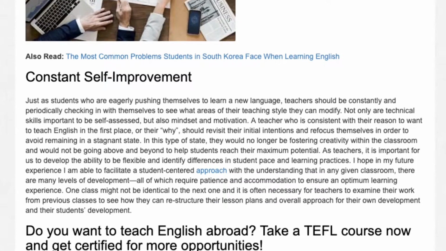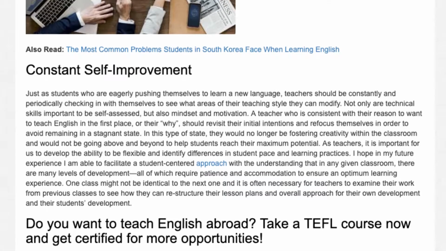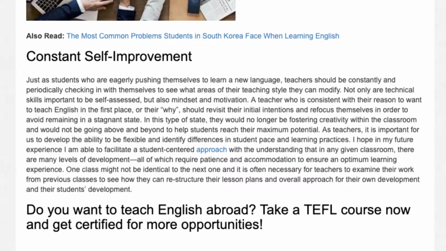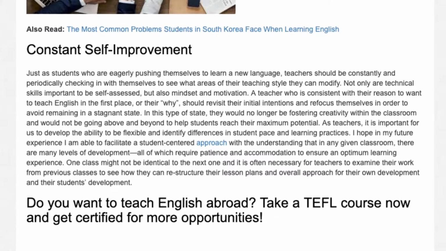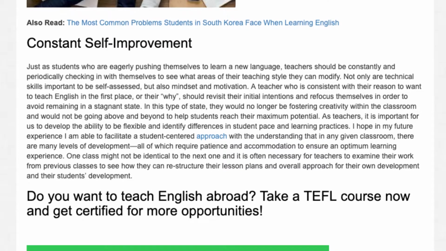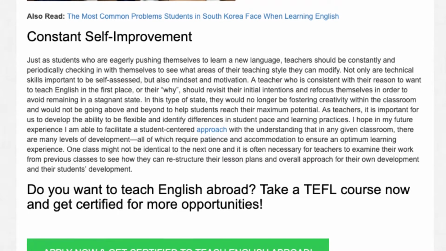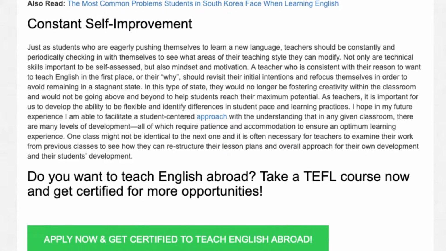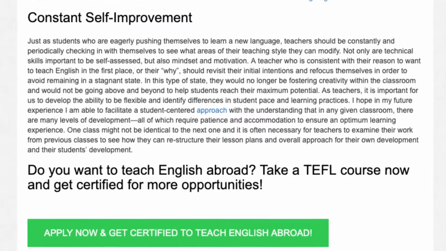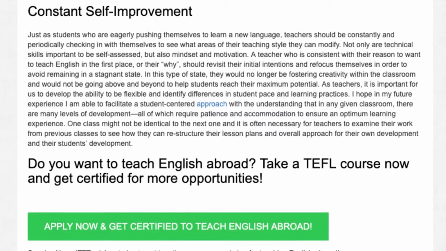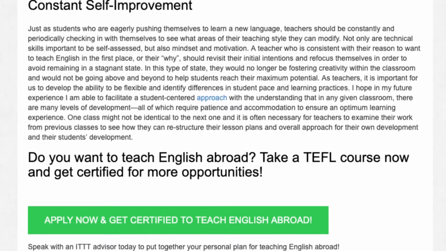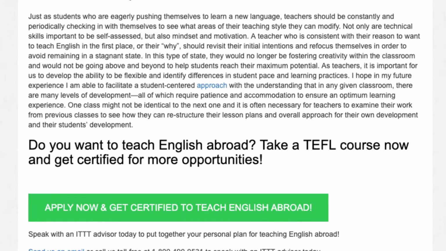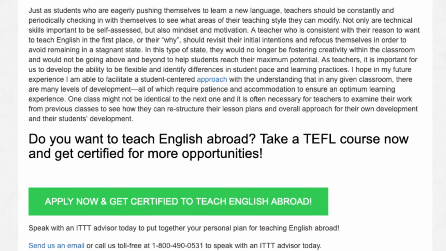As teachers, it is important for us to develop the ability to be flexible and identify differences in student pace and learning practices. I hope in my future experience I am able to facilitate a student-centered approach with the understanding that in any given classroom, there are many levels of development, all of which require patience and accommodation to ensure an optimum learning experience. One class might not be identical to the next one, and it is often necessary for teachers to examine their work from previous classes to see how they can restructure their lesson plans, an overall approach for their own development and their students' development.